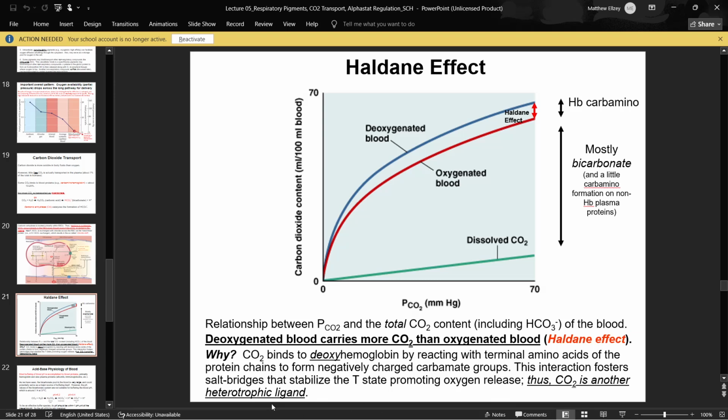So CO2 is another heterotropic ligand, right? Heterotropic, different, one binding of one ligand affecting the binding of another ligand. And in this case, it's CO2 affecting oxygen.